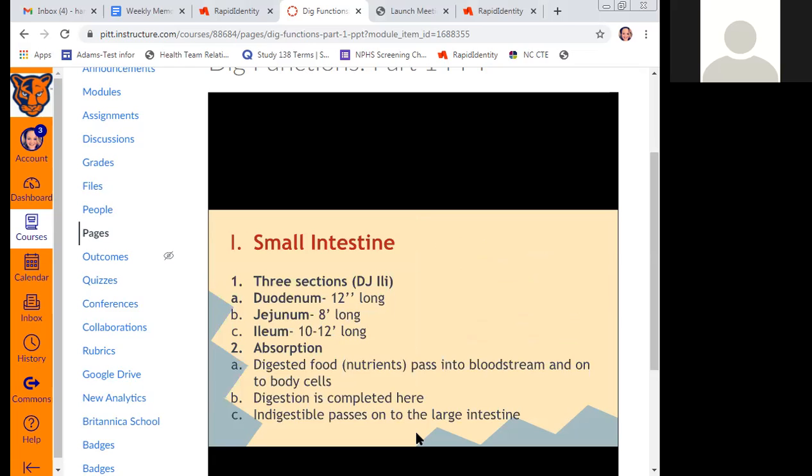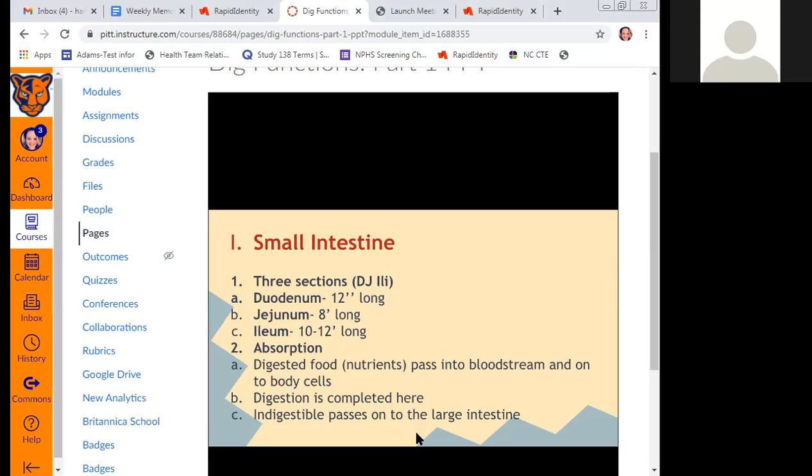So once we get to the small intestine, DJI, or DJ Illy is what some people call it. I just remember DJI, but if you need to remember it as DJ Illy, feel free. If you want to make up your own saying, whatever works for you. The duodenum, the jejunum, and the ileum. This is where we switch from digestion to absorption. Please make sure you understand that.